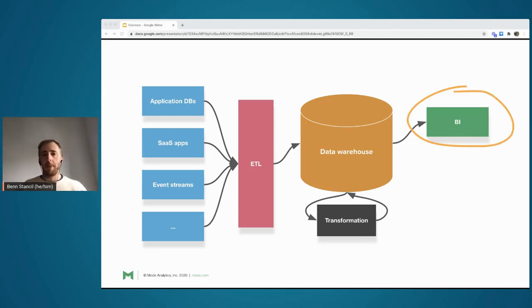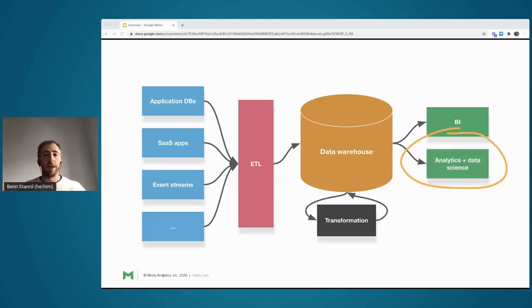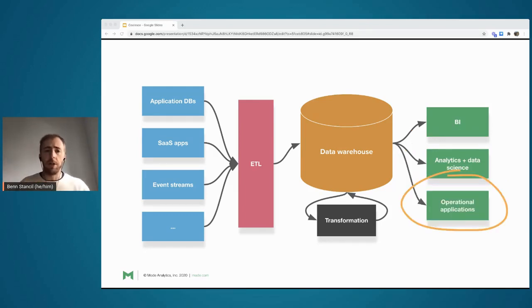Then we put some things on top of that. So we have BI tools for code-free analysis that's generally available everywhere in the organization. We have analytics and data science applications designed for the richer analysis that more technical folks are typically doing. And then we have operational analytics tools that are dispatching data out to other systems. So they may be feeding them into production models, they may be feeding them into CRMs or marketing automation tools and things like that.